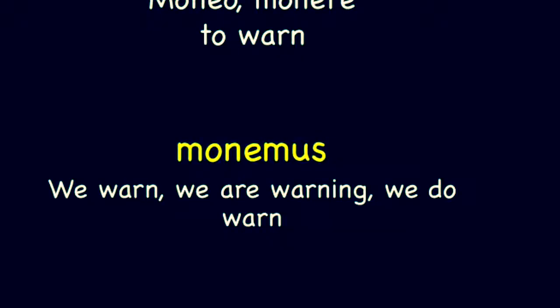We now return to the verb to warn, moneo, monere. This time when we see the verb written, monemus, we should notice that it ends with the letters mus. Mus, the inflection, represents the subject we, and also represents that the verb is in the present tense. When we translate monemus into English, we must say we warn, or we are warning, or we do warn. Which one we use will not matter.